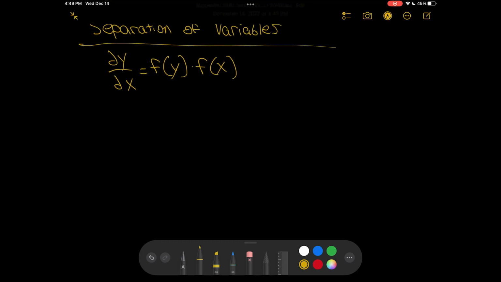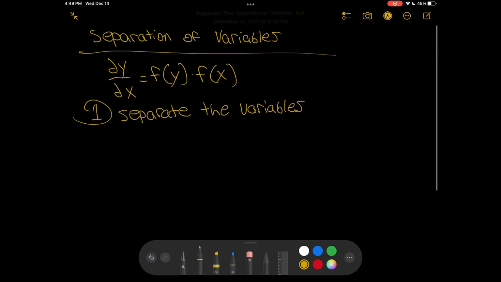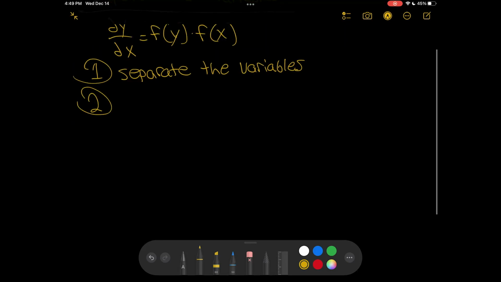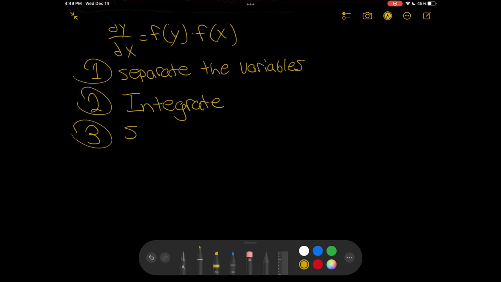And the steps for separation of variables are going to be as follows. Once it meets the general form, you're going to separate the variables. It seems a bit obvious, but that's why we call it separation of variables. The first step is to separate your y's and your x's on each half of the equal sign. Then you're going to integrate both sides of the equation. And then step 3 is going to be solve for y.